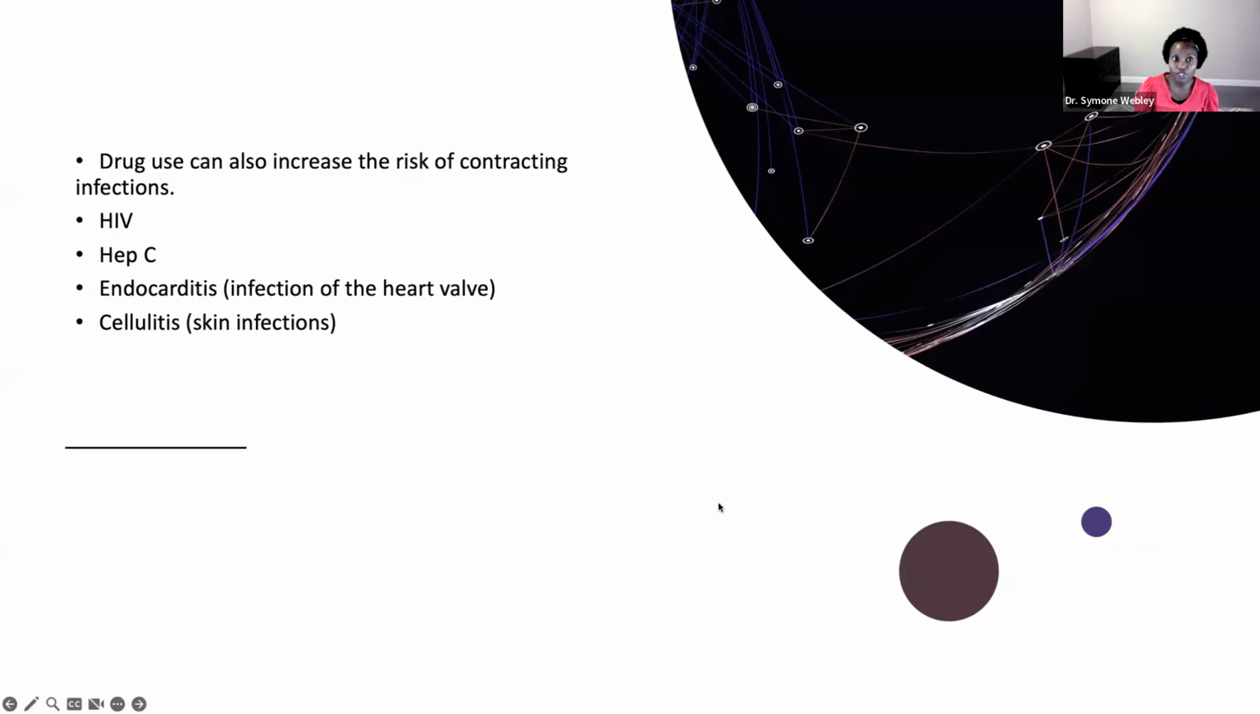And again, drugs can also increase the risk of contracting HIV, Hep C, endocarditis, which is an infection of the heart valve, and cellulitis, which is a skin infection. And depending on the route of drug use, if a person is shooting up, then you can end up with HIV and Hep C, especially if they're sharing needles.